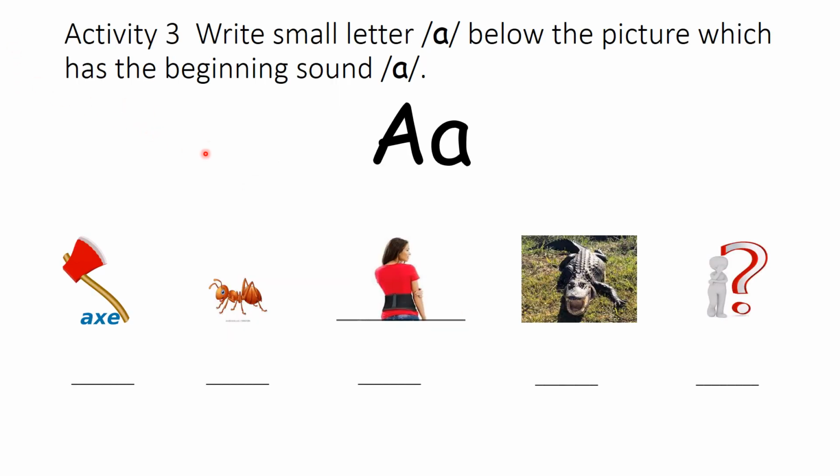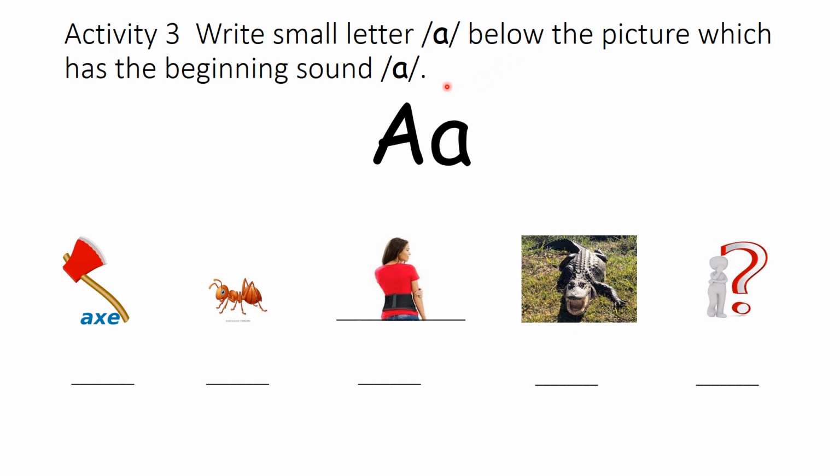So let's do this activity. Write small letter A below the picture which has the beginning sound A. So all you have to do is just write letter A with a beginning sound A below this picture. And you still remember how to write letter A?